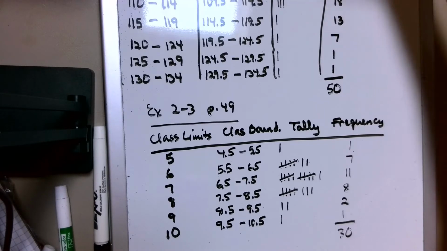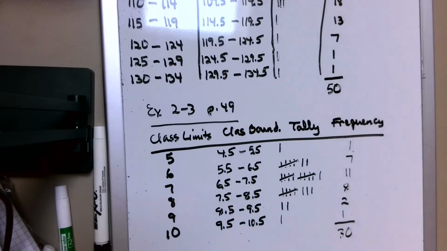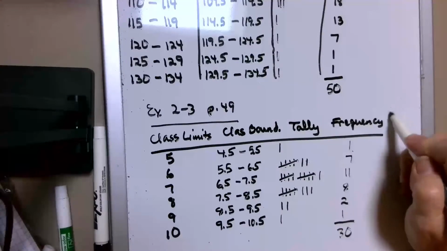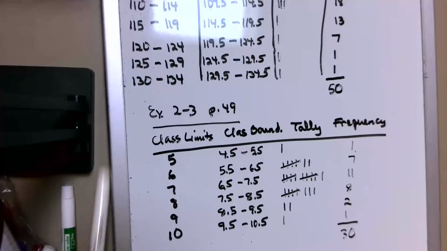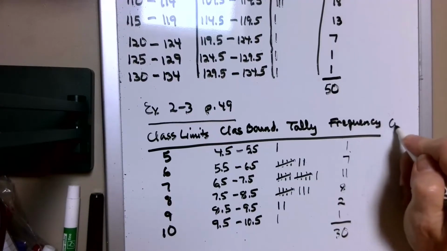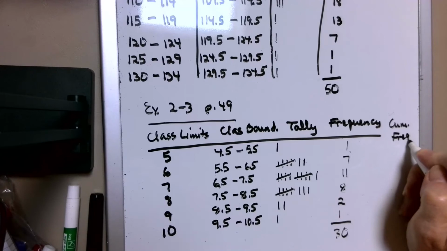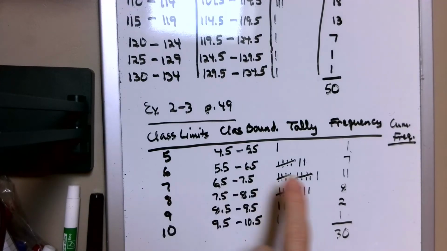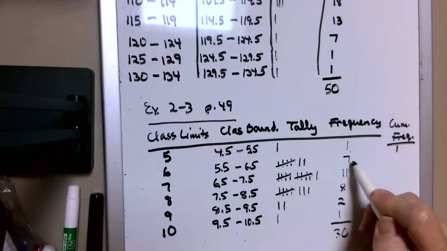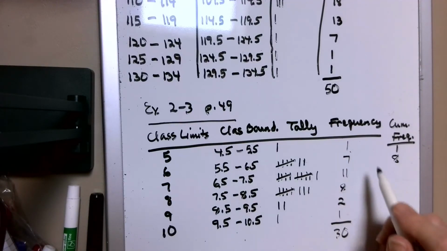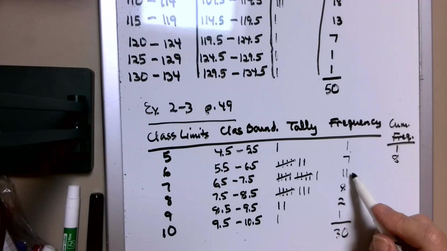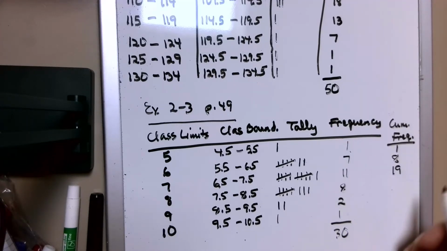So one other thing that they're talking about here in this section are cumulative frequencies. Cumulative frequencies we'll use for a graph we're going to do later called an ogive. Cumulative frequency. By the end of the first class, we have a total of 1. By the end of the first 2 classes, 1 plus 7, 8. Keep adding up here. The cumulative frequency by the end of 3 classes, adding 11 gives me 19. Adding 8 gives me 27. Adding this 2, 29. And adding 1 gives us 30.